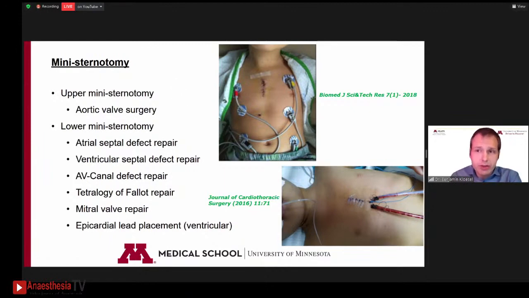And lower mini sternotomies have been utilized for septal defects, so ASD repairs, VSD repairs, as well as AV canal repairs. We have had success with surgeries for tetralogy of Fallot correction. We had mitral valve repairs, and there is the approach to epicardial lead placement, which is mostly limited to the ventricular leads. The atrial leads are a little bit more difficult to access through a lower mini sternotomy.